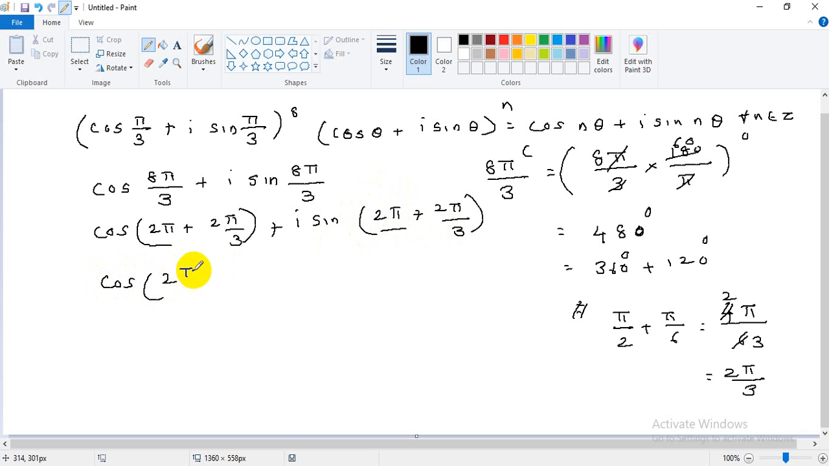I need not consider that 2π because that is the period of cos function, also sine function, plus i into sine of 2π by 3.